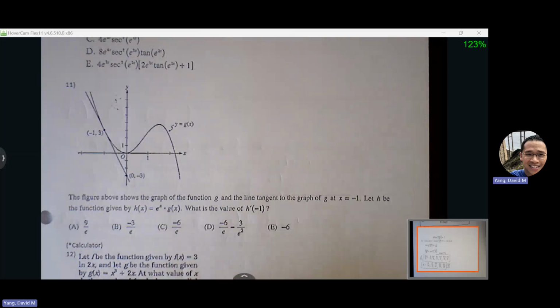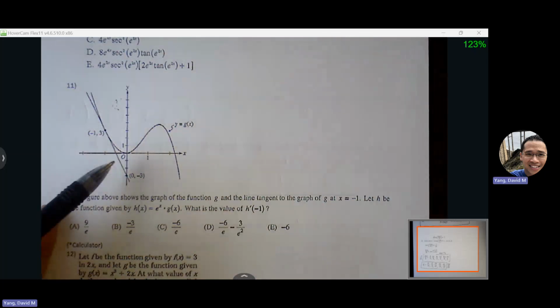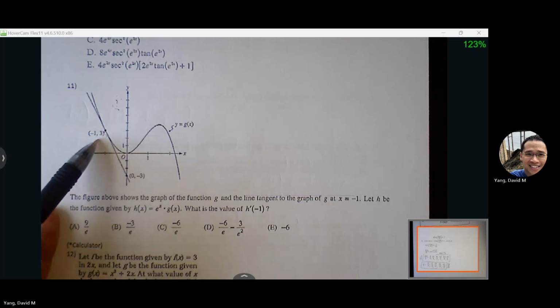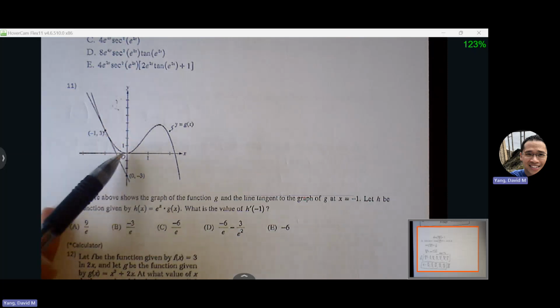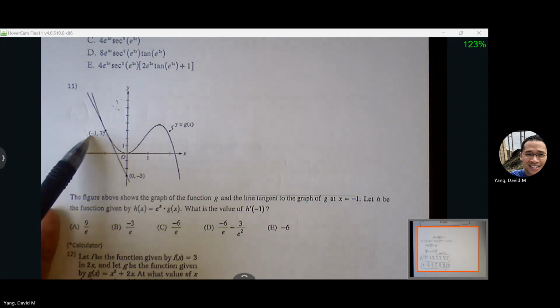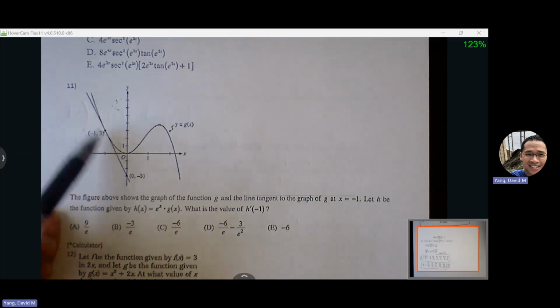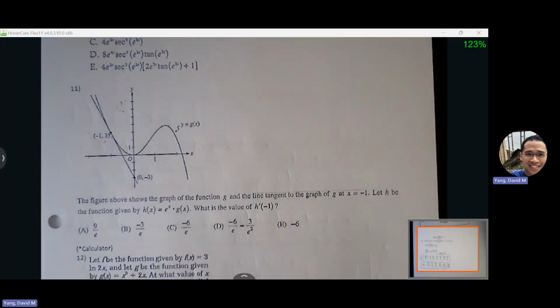Okay, number 11. The figure shows the graph of the function g. Tangent at x equals -1. So we see that the line is not only sharing the same y value as the curve, but it's also sharing the same what? Because it's tangent. What else does a line and the curve share? Yep, point and slope. If it's tangent, that means this curve is matching the same slope as this line, right? Okay, so that's something that I'll keep in mind.